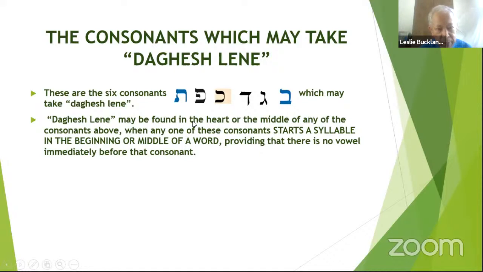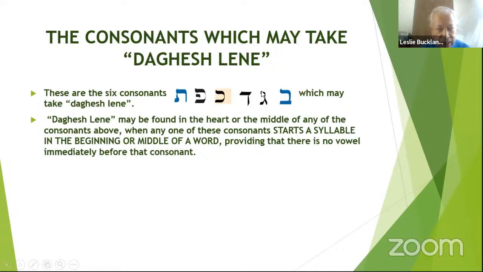Now, Dagesh Lenny may be found in the heart or the middle of any of the consonants above, when any one of these consonants starts a syllable in the beginning or middle of a word, providing that there is no vowel immediately before that consonant. Now, I've said more than a mouthful here, so let me read this again. Dagesh Lenny may be found in the heart or the middle of any of the consonants above.